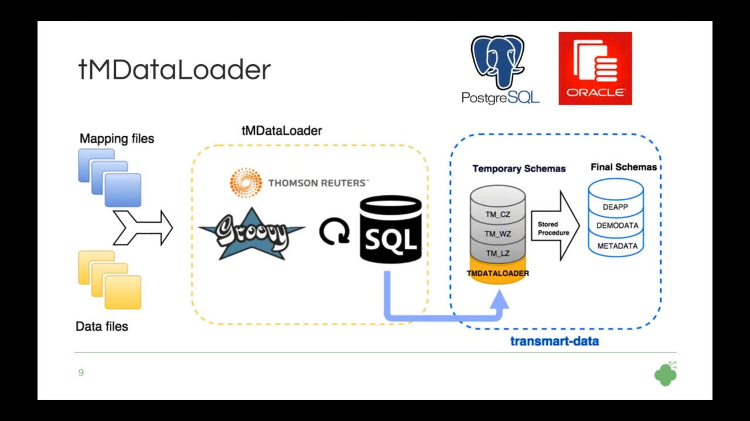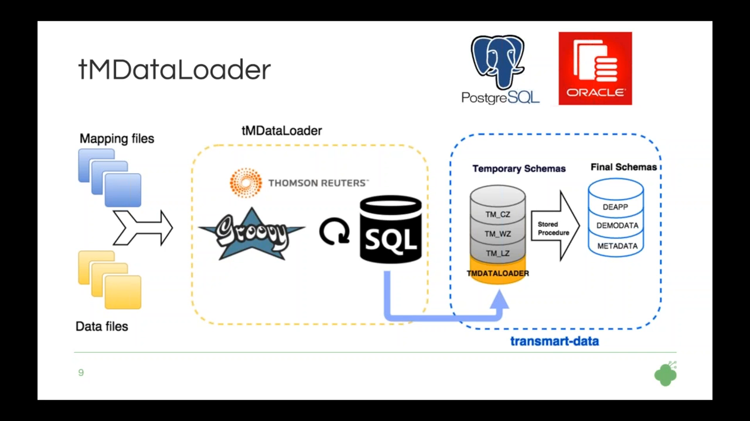Then secondly, TM Data Loader is built by Thomson Reuters. It's built in Groovy. And in some fashion, it has a similar process as the Kettle ETL files. With SQL, it loads the data into the temporary schemas. The difference with the original tranSMART database schema is that it uses an additional schema. And it also uses the stored procedures for moving the data into the final schemas. Also here, both Postgres and Oracle are supported.